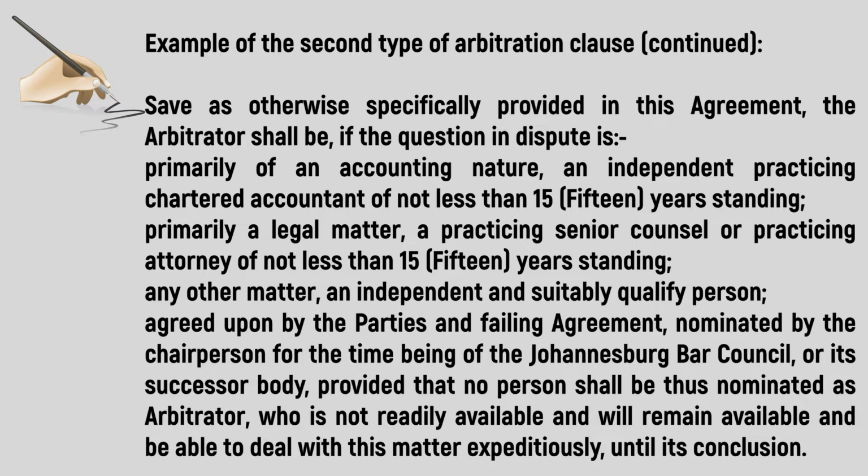Save as otherwise specifically provided in this agreement, the arbitrator shall be: if the question in dispute is primarily of an accounting nature, an independent practicing chartered accountant of not less than 15 years standing; if primarily a legal matter, a practicing senior counsel or practicing attorney of not less than 15 years standing; any other matter, an independent and suitably qualified person, agreed upon by the parties and, failing agreement, nominated by the chairperson for the time being of the Johannesburg Bar Council or its successor body, provided that no person shall be thus nominated as arbitrator who is not readily available and will not remain available and be able to deal with this matter expeditiously until its conclusion.